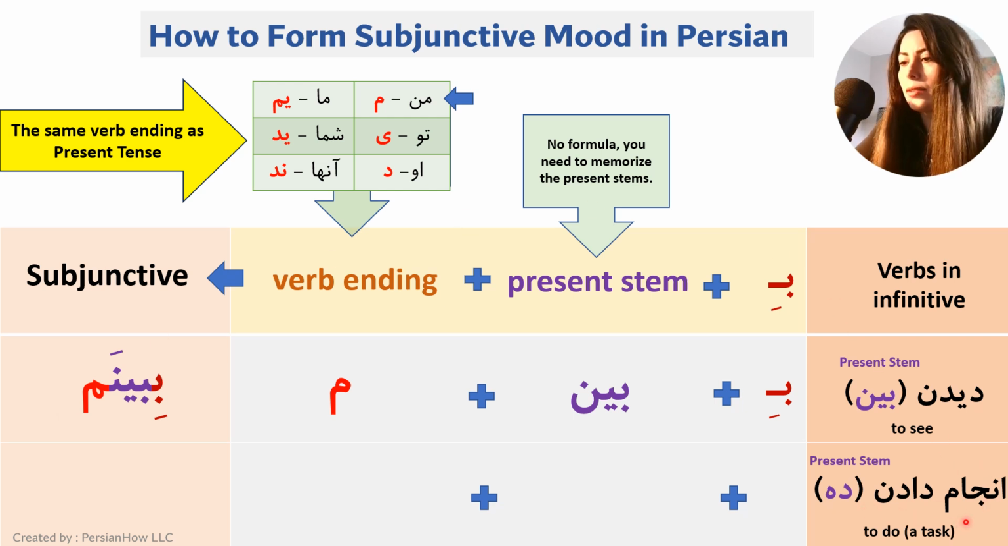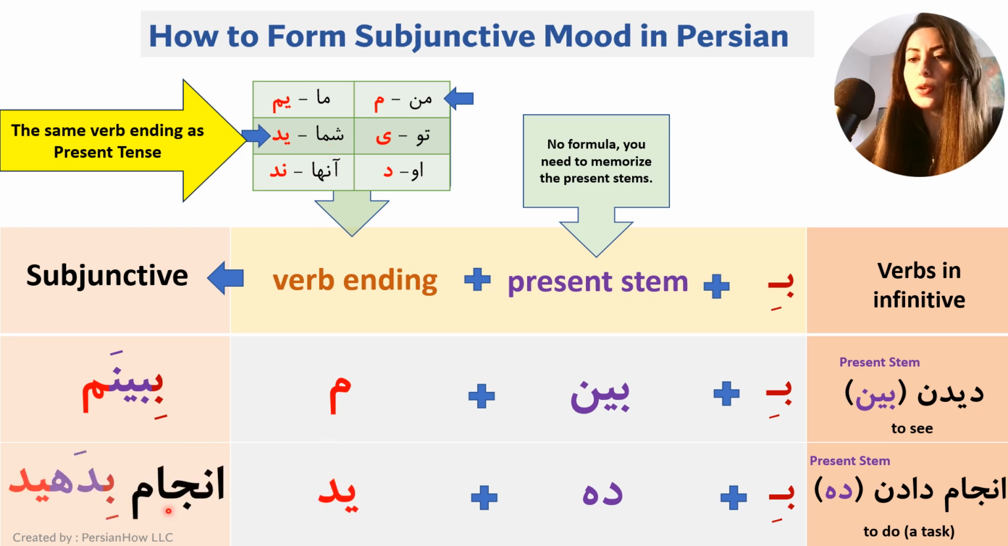Another verb here. This one is a compound verb. انجام دادن. So we attach be to the present stem. Let's say the subject is شما. This is the verb ending, ید. So انجام بدهید.